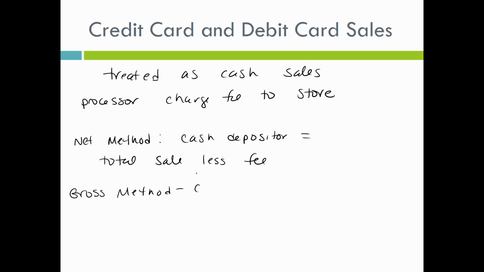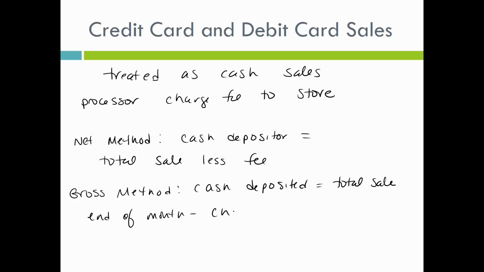the cash deposited equals the total sale. They just deposit the whole thing, and then at the end of the month they go back and charge the fee, and they just take that out of the account as a credit to cash. Remember when we did the bank reconciliations, we see that less the fee or whatever, so we would see that kind of thing in here.